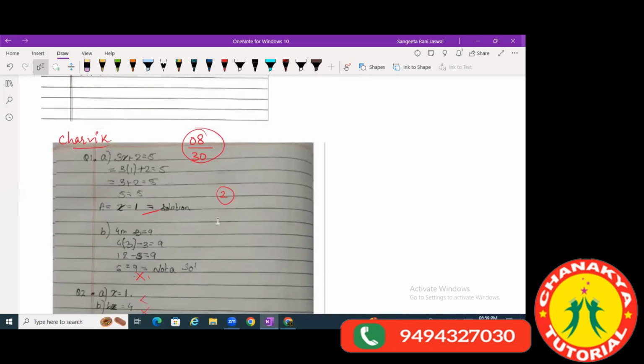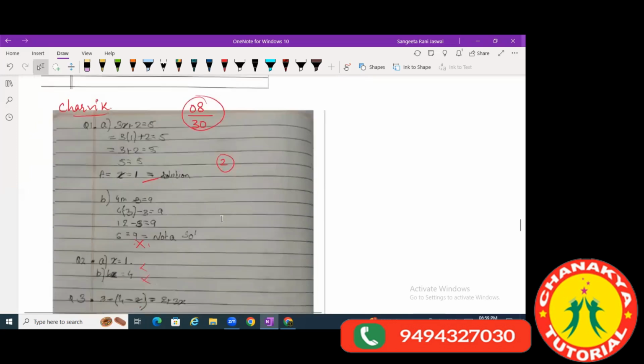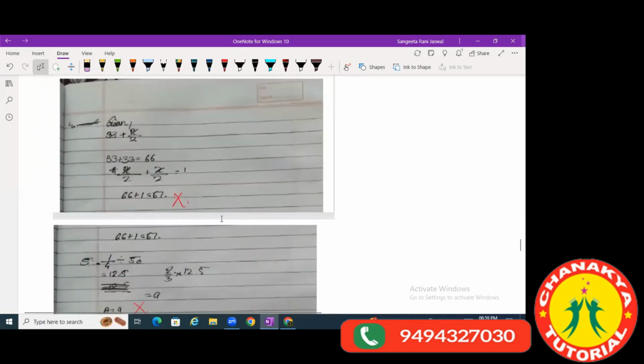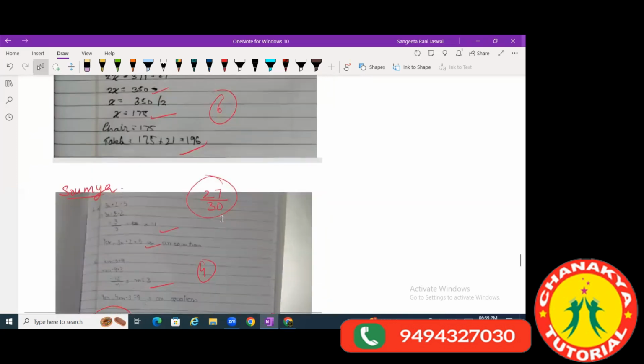Charvik, you have not done anything in the test. Charvik is there? Charvik, are you there? Not there. Okay, the next is Soumya.